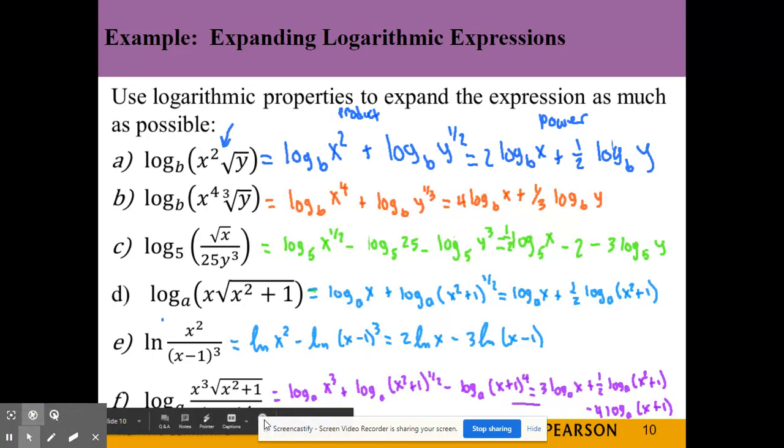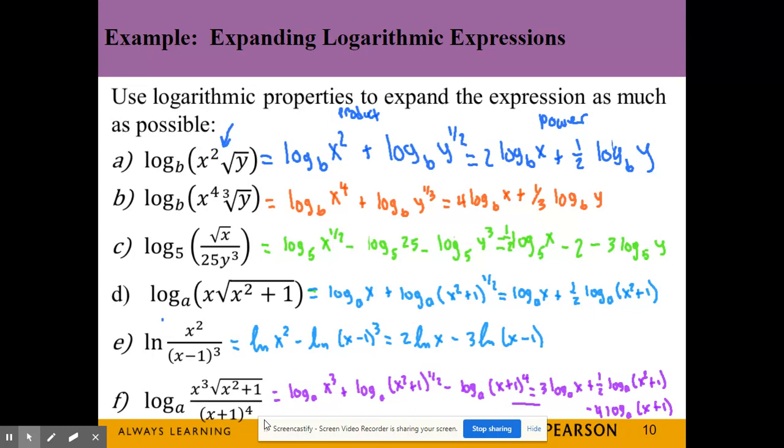All right, part B. First I broke it up using the product property. Part B is almost exactly like part A. I broke it up with the product property, and then used the power property to get the exponent of 4 out in front of log base b of x, and then the 1/3. Again, I also turned the cube root into 1/3 there. Then I used the power property to get the 1/3 out in front of log base b of y.